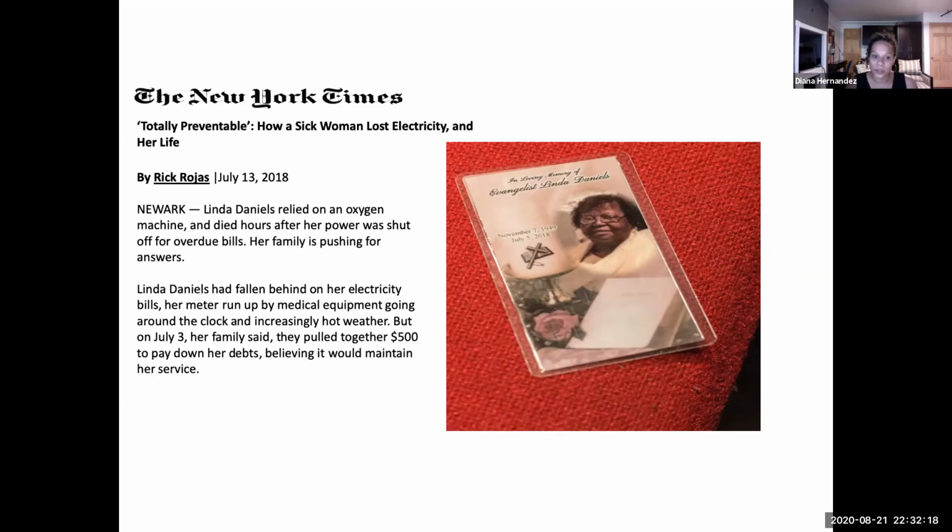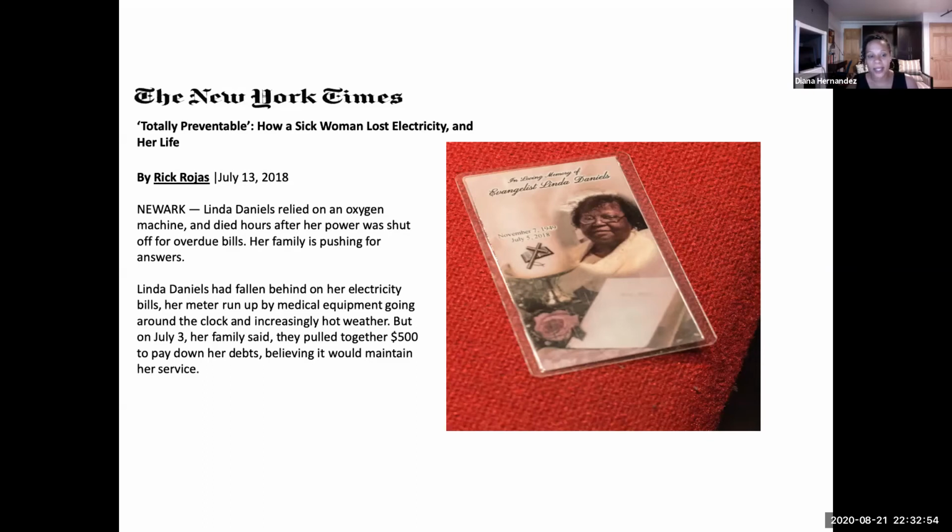But Linda Daniels was caught, kind of on a 90-degree day, in this really complex web of administrative lapses. She was reliant on an oxygen machine, an oxygen concentrator, to give her breath. But she had overdue bills, and for whatever reason, her family and her medical providers were unable to enlist her in the medical protection. And so her family had tried to put together as much money as possible to avoid a shut off, but it was too late, and they did shut her off, and within hours she passed away.